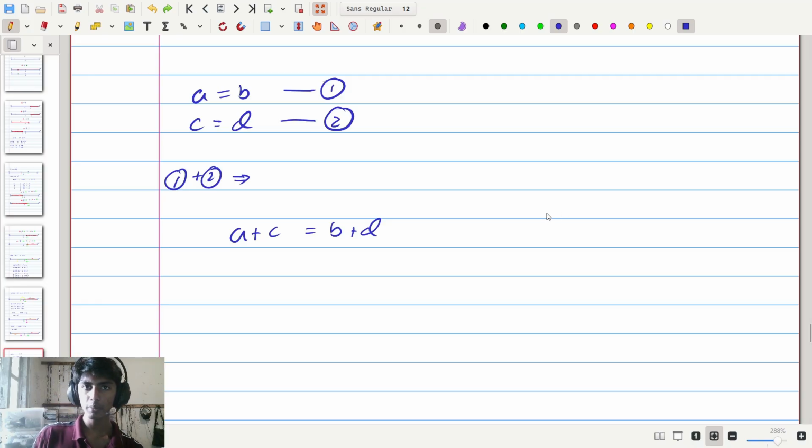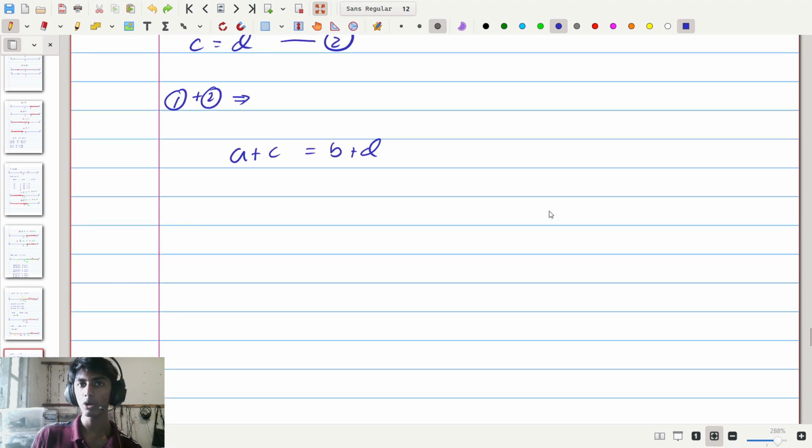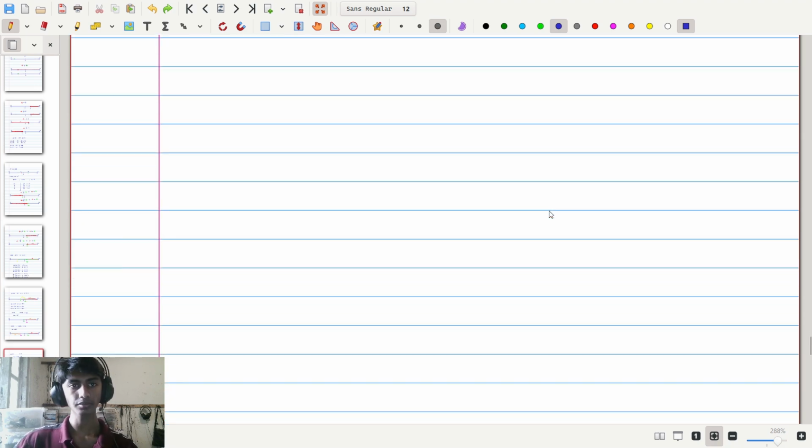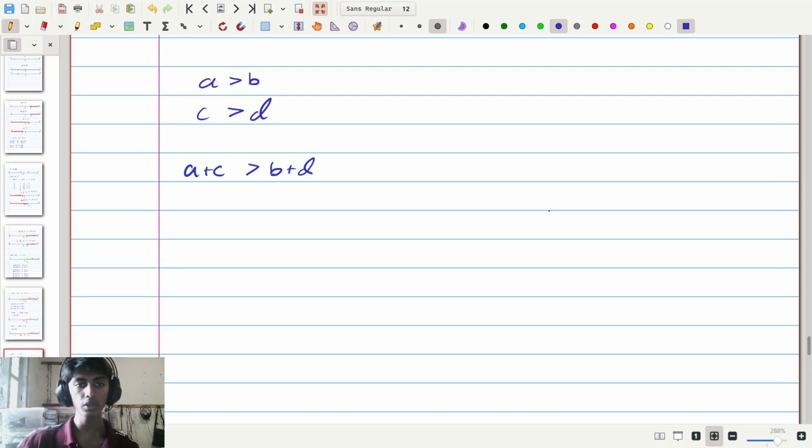A similar process can be done for inequalities, however with some stipulations. If we have a greater than b and we have c greater than d, we can add these two inequalities and say that a plus c is greater than b plus d. In order to add inequalities like this, we need the same inequality sign in the middle here. A greater than b and c greater than d. These two inequalities add to the common inequality a plus c greater than b plus d.